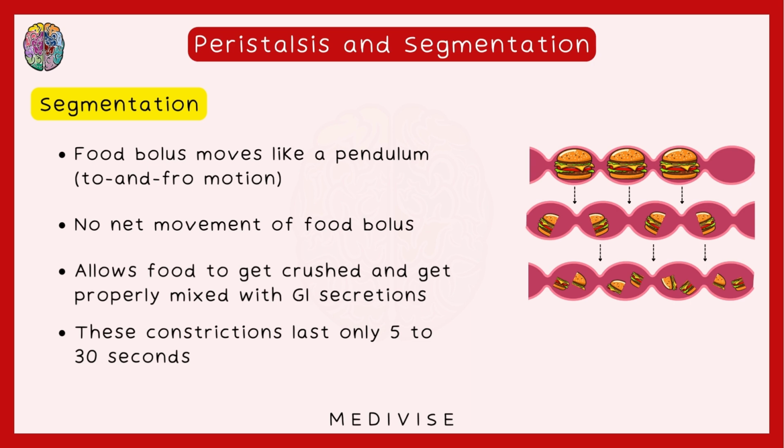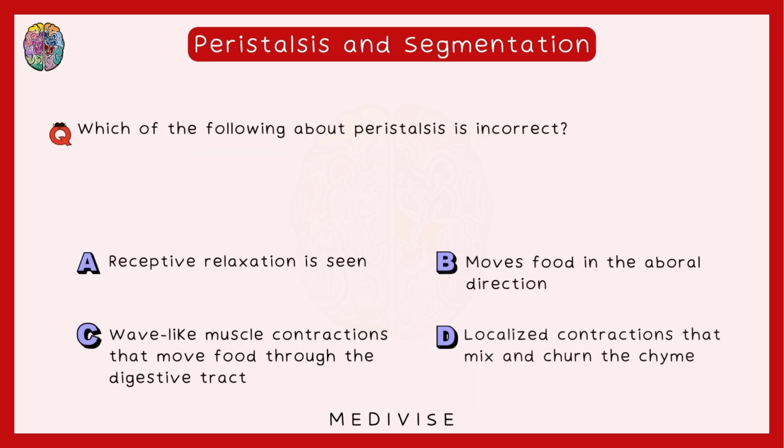Now just to see that we understood everything perfectly, let us look at two MCQs. Which of the following about peristalsis is incorrect? You can pause the video, go through the options and try to answer this yourself first. Let us look at the options one by one. Receptive relaxation is seen. This is correct. This helps in the propulsion of the food. It moves food in the aboral direction. Aboral means away from the mouth or towards the anus. So this is also correct.